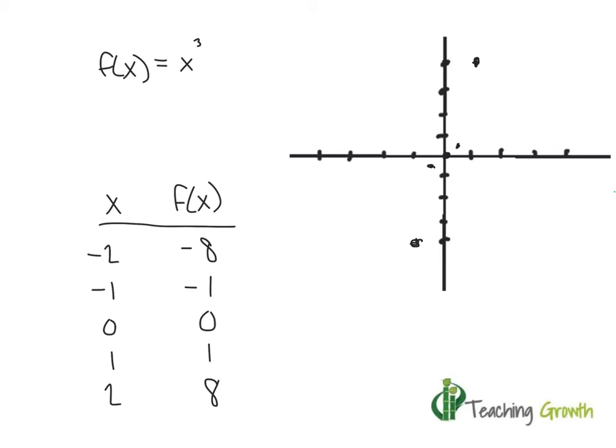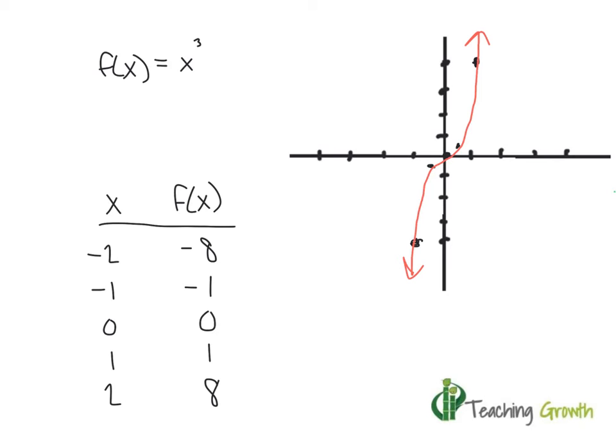So if we were to take these points and connect them with a line or use an infinite amount of points, our function would look like this. And this is what a cubic function would look like. So a feature that we're going to be talking about for the cubic function are its intercepts.